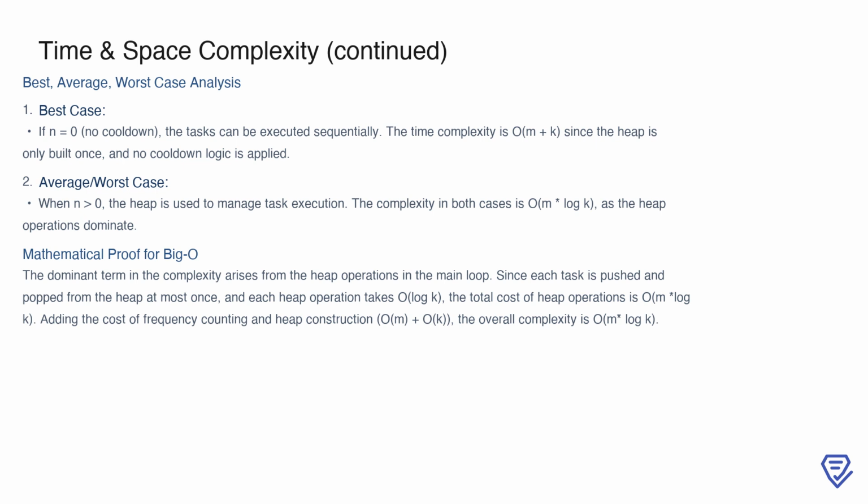For the average and worst cases, when n is greater than 0, the heap is actively used to manage task execution. The dominant operations involve pushing and popping tasks from the heap, each taking O(log K). Since every task is processed this way, the overall time complexity becomes O(M * log K). Mathematically, the heap operations dominate the other steps, as each task is pushed and popped from the heap at most once. Adding the costs of frequency counting and heap construction, the final complexity remains O(M * log K), confirming the efficiency of this approach even under the most demanding scenarios.